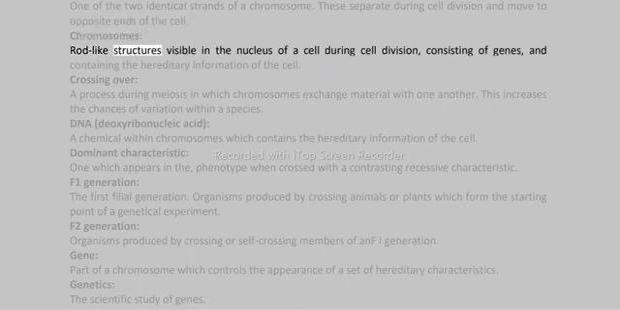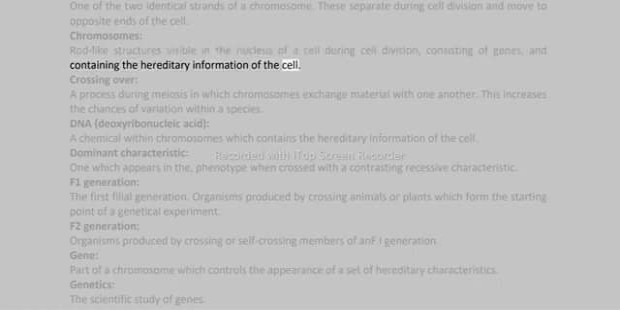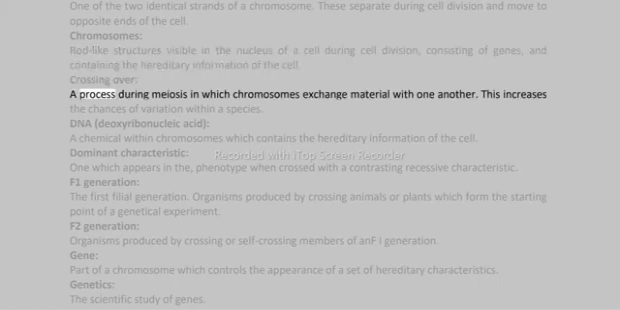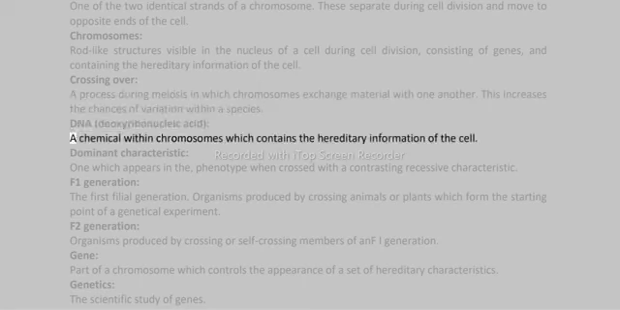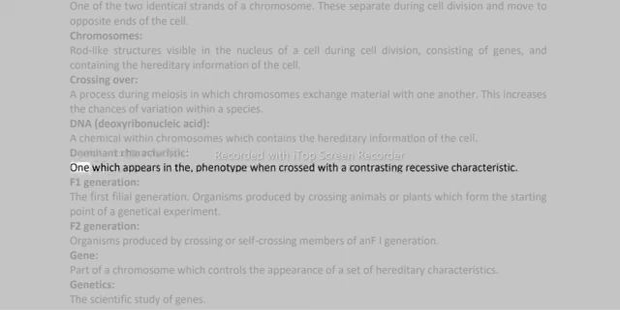Chromosomes: rod-like structures visible in the nucleus of a cell during cell division, consisting of genes, and containing the hereditary information of the cell. Crossing over: a process during meiosis in which chromosomes exchange material with one another. This increases the chances of variation within a species. DNA, deoxyribonucleic acid: a chemical within chromosomes which contains the hereditary information of the cell. Dominant characteristic: one which appears in the phenotype when crossed with a contrasting recessive characteristic.